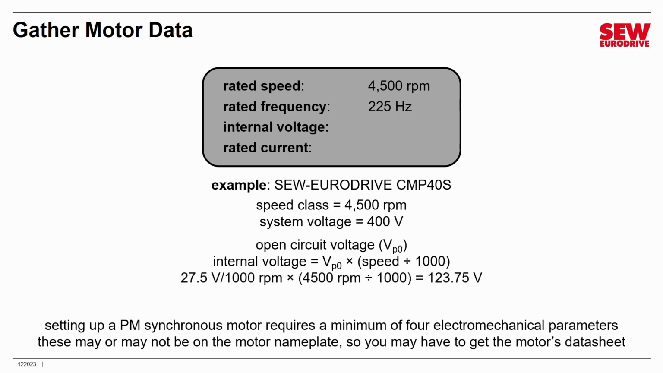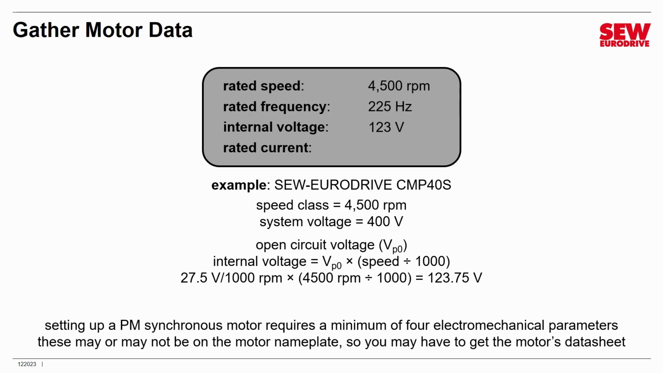So in my case, my motor has 27.5 volts per 1,000 RPM. What I do is I take this value, 27.5 volts per 1,000 RPM, and I multiply it by my speed divided by 1,000. 4,500 RPM divided by 1,000, and I get 123.75 volts. That is my internal voltage. Now I have to round this either up or down, so I went with 123 volts.